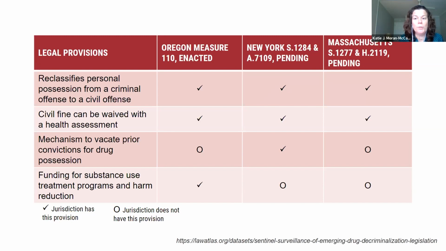And we wanted to show which of these features could also be found in the pending bills in New York and Massachusetts. So you can see in that first column, we list the different elements of the legislation that we captured. And then you can see which states had those provisions in their bills. So you can see the Oregon law has all of these elements except for a mechanism to vacate a prior conviction for drug possession.